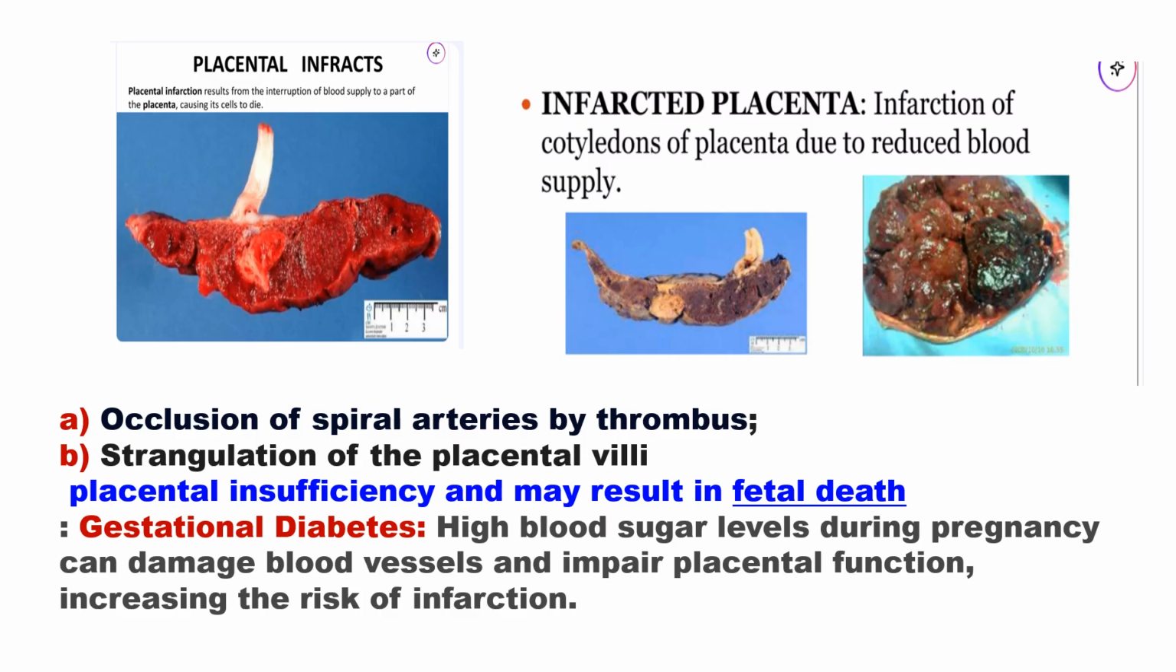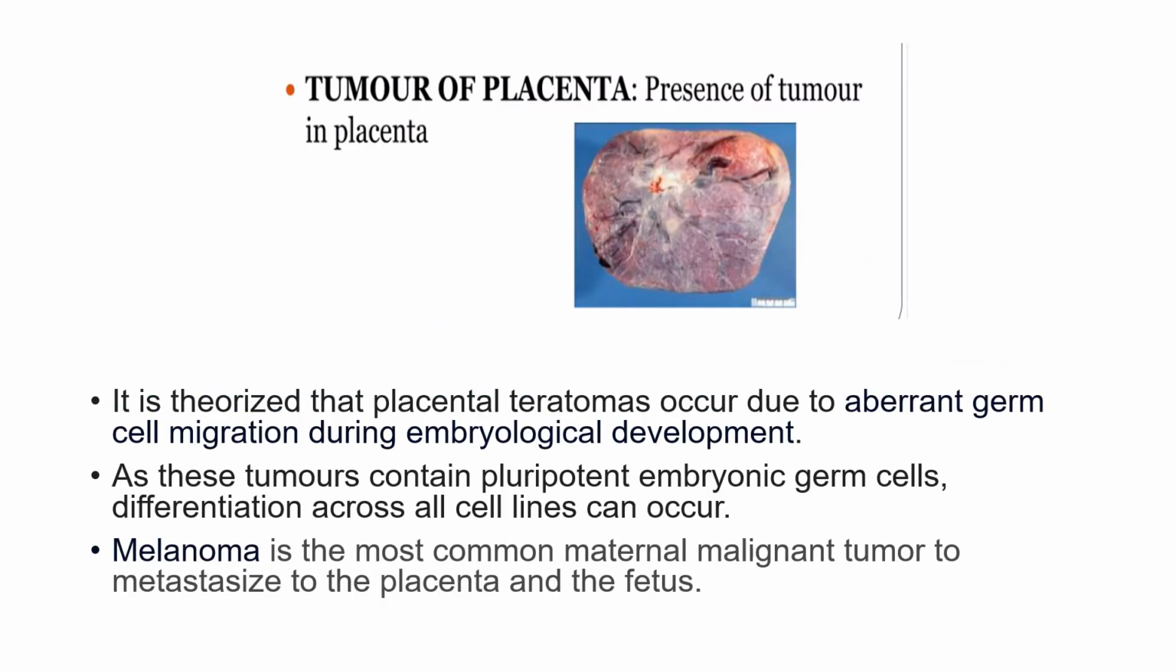Gestational diabetes, high blood sugar levels during pregnancy, can damage blood vessels and impair placental function, increasing the risk of infarction. Tumors of placenta: placental teratomas occur due to aberrant germ cell migration during embryological development. As these tumors contain pluripotent embryonic germ cells, differentiation across the cell lines can occur. Melanoma is the most common maternal malignant tumor to metastasize to the placenta and the fetus.